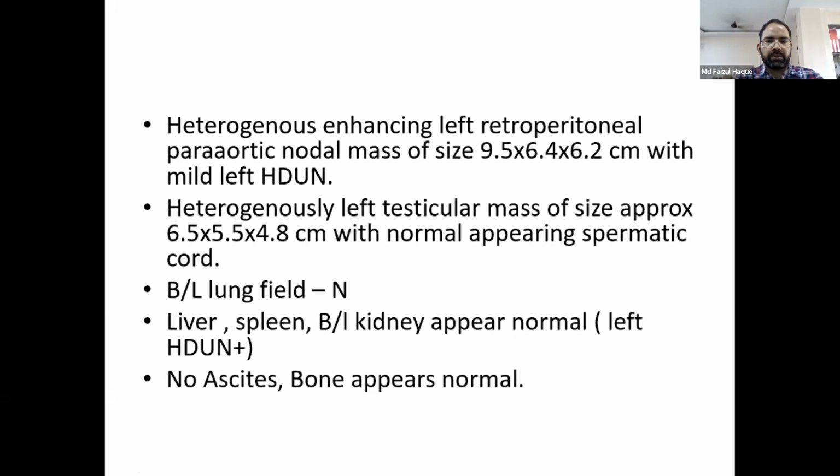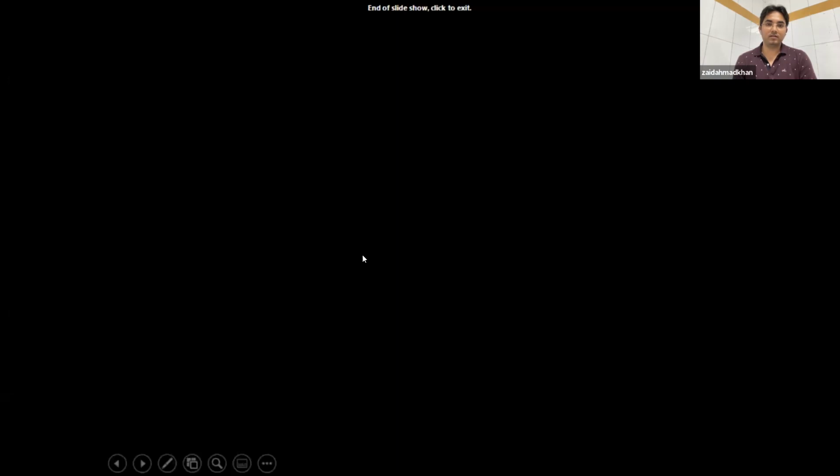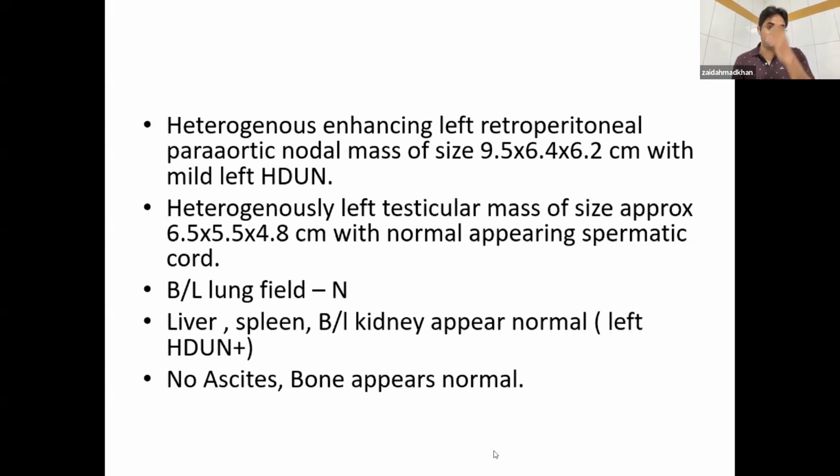Now, how will you proceed further, Dr. Zayed, with this finding? With this finding, I would like to go straight away for radical orchidectomy. First of all, I would like to stage the disease, and depending upon the report, I'll be offering him further treatment. For that, I would like to offer radical orchidectomy for the patient.